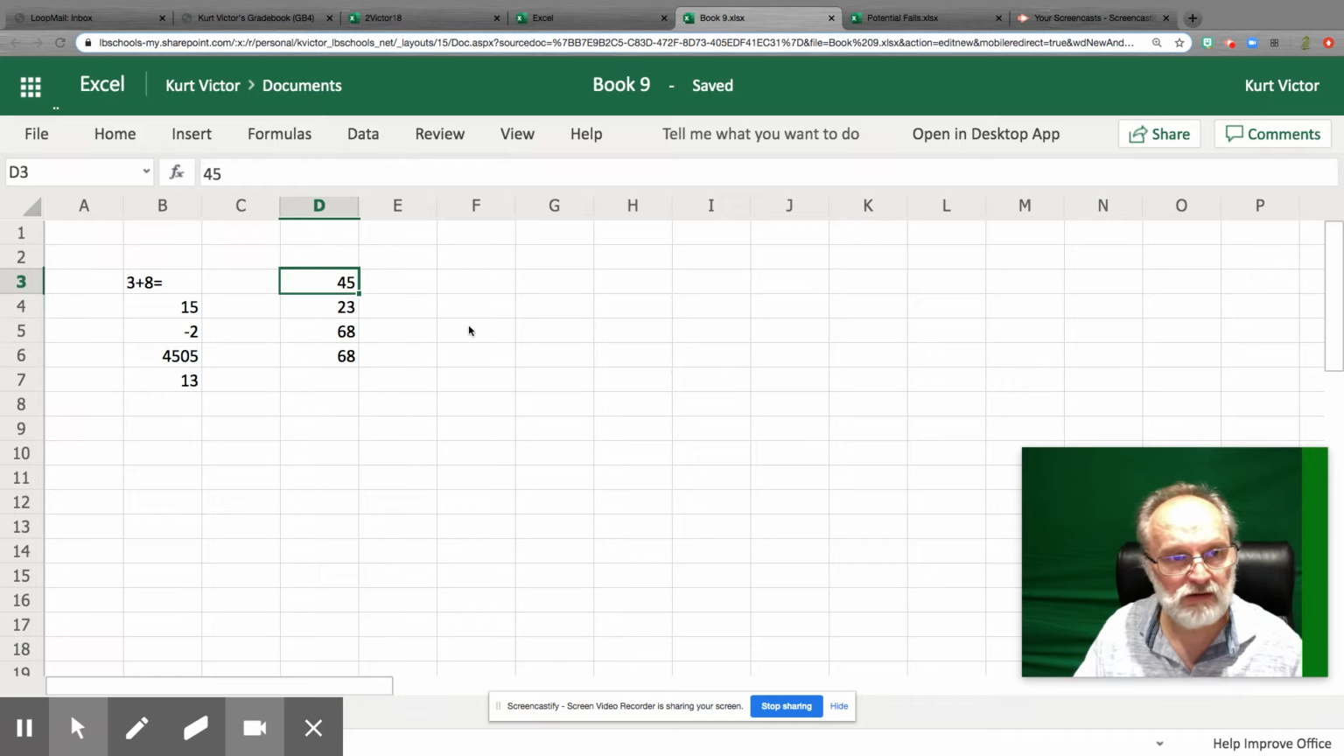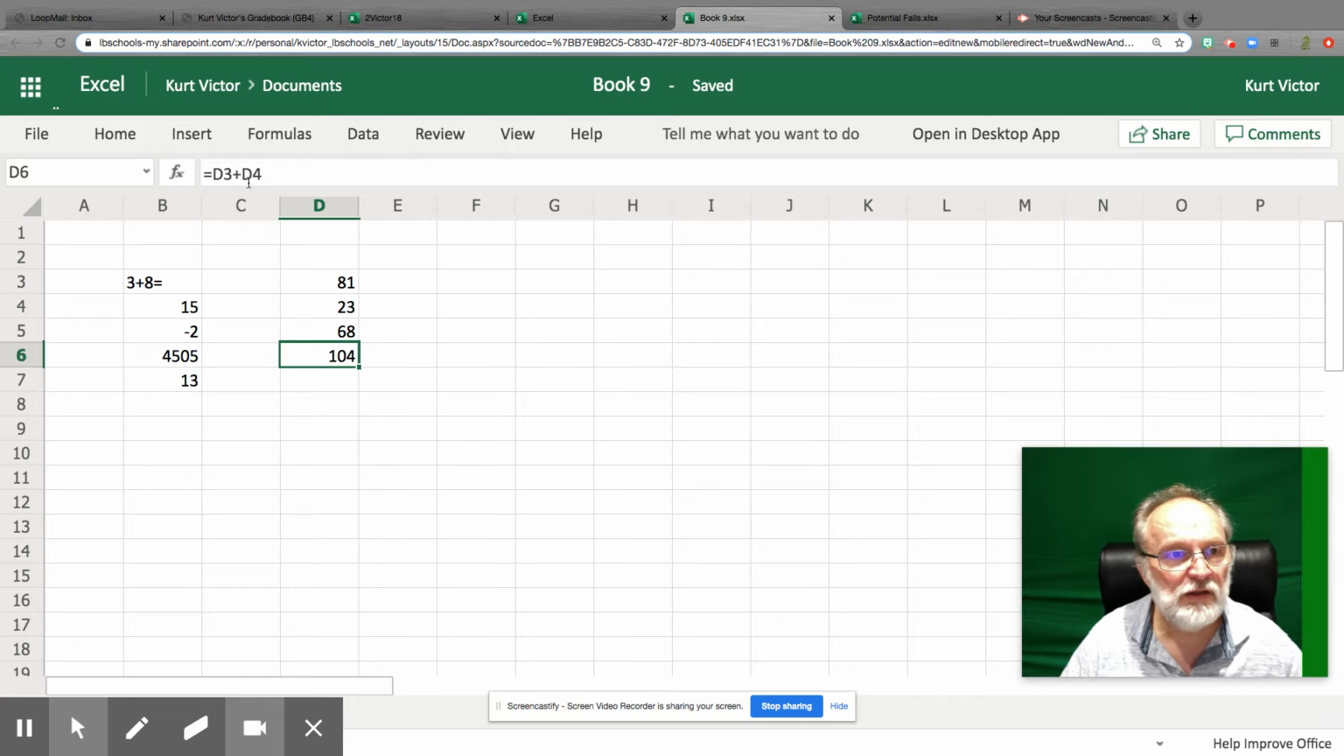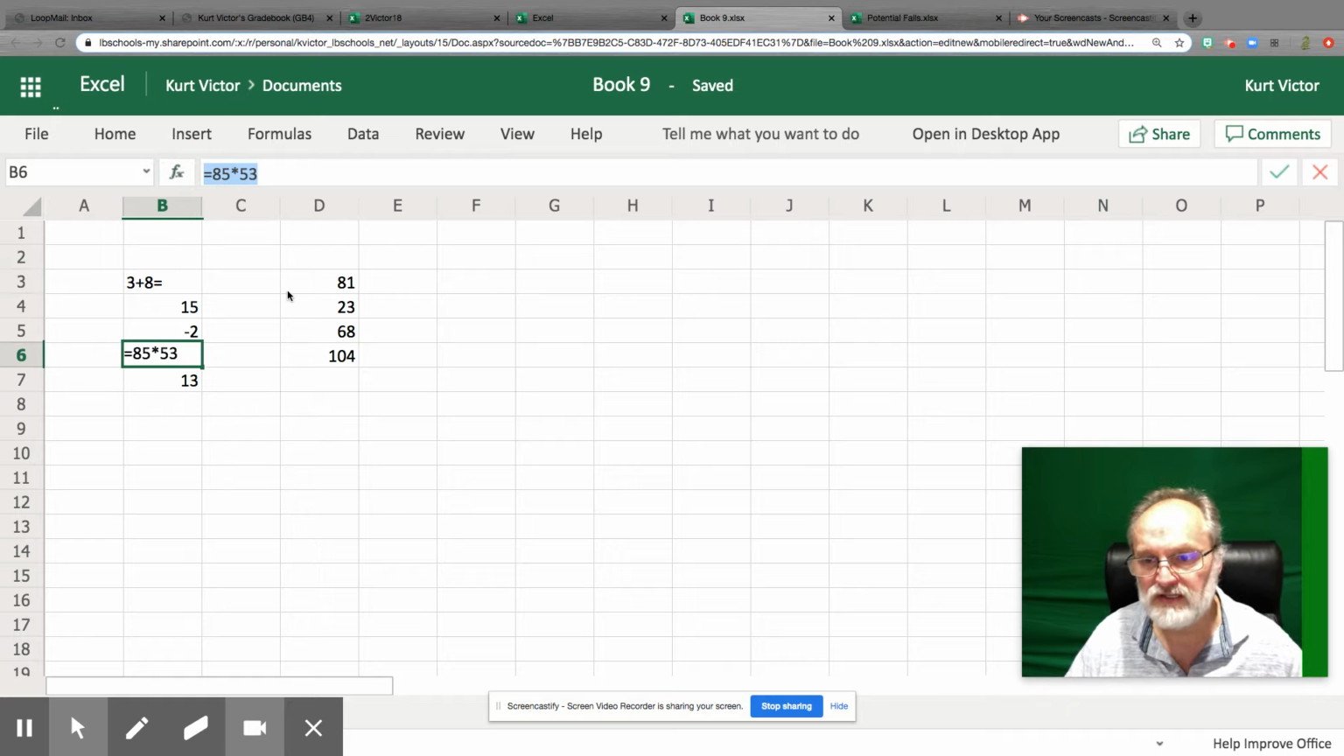So if I come back here and I decide that shouldn't be 45, that should be 81, you'll notice that the answer in cell D5 did not change, but the answer in cell D6 did auto recalculate and change the answer. So you can add, subtract, multiply, and divide using simple formulas. You can always come back and view the formula, looking at the formula bar, and that is how we can use Excel to do some very basic math for us.